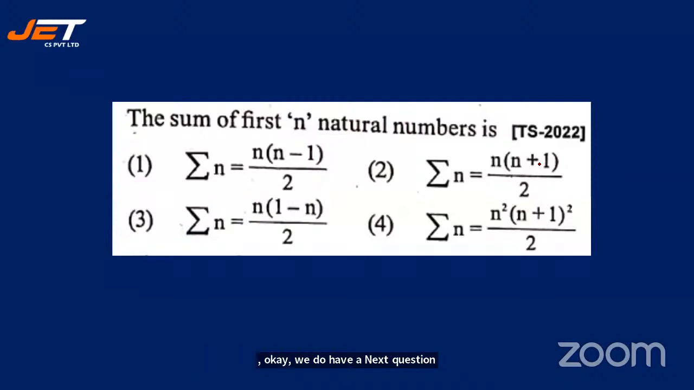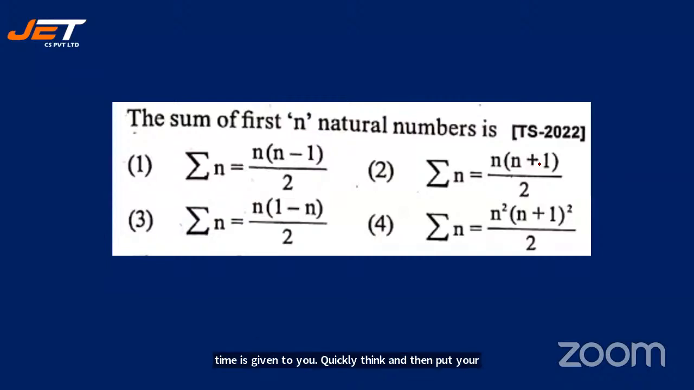Please carefully see the sum. This kind of formula based sums are very important. You can see when this question is being asked. Alright. The sum of first n natural numbers is dash. 4 options is given. Is it sigma n is n into n minus 1 by 2? Or is it n into n plus 1 by 2? Or is it n into 1 minus n by 2? Or it is n square into n plus 1 the whole square by 2? 1 minute time is given to you. Quickly think and then put your answers in the chat box.